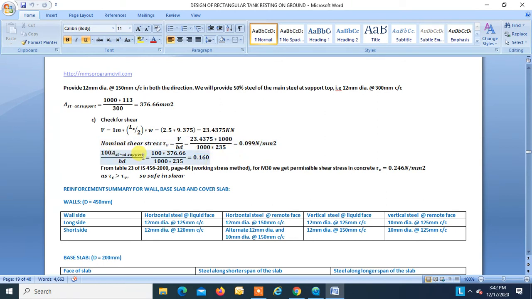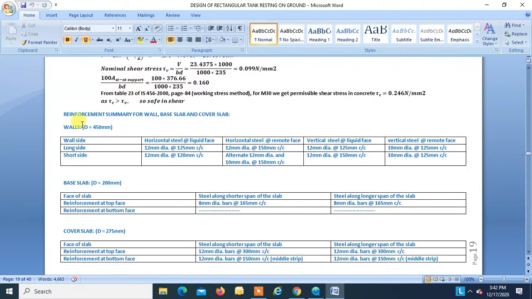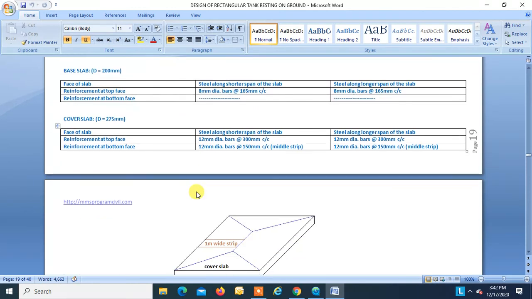So V divided by bd is equal to 0.099. Now we know Ast at support. We can find Pt. Pt is 0.16. So for Pt equal to 0.16 and M equal to 30, using table 23 of IS 456:2000 for working stress method, we get tau c is 0.246, which is greater than tau v. So it is safe in shear, right? So this is the summary for reinforcement of wall, slab, base slab and cover slab, which we found from the calculations.